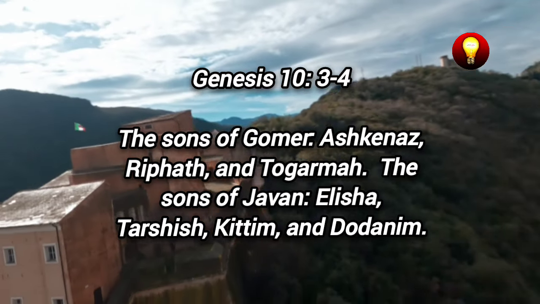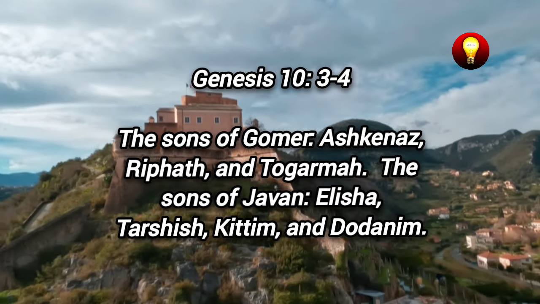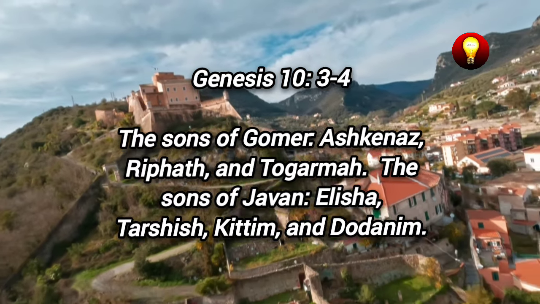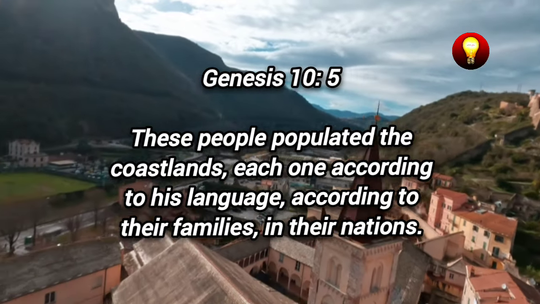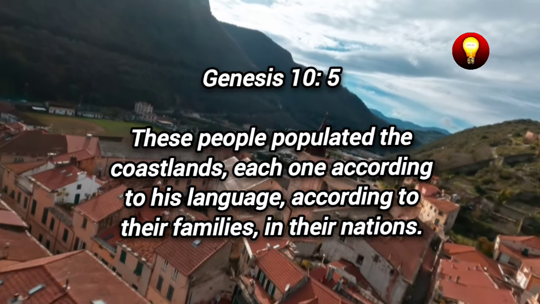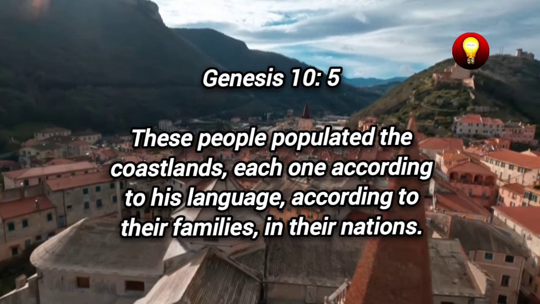The sons of Gomer: Ashkenaz, Riphath, and Togarmah. The sons of Javan: Elisha, Tarshish, Kittim, and Dodanim. From these, the coastlands were populated, each according to his language, according to their families, in their nations.